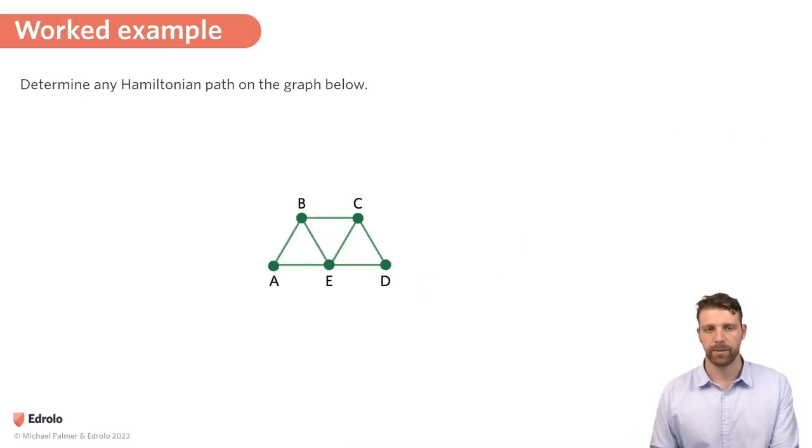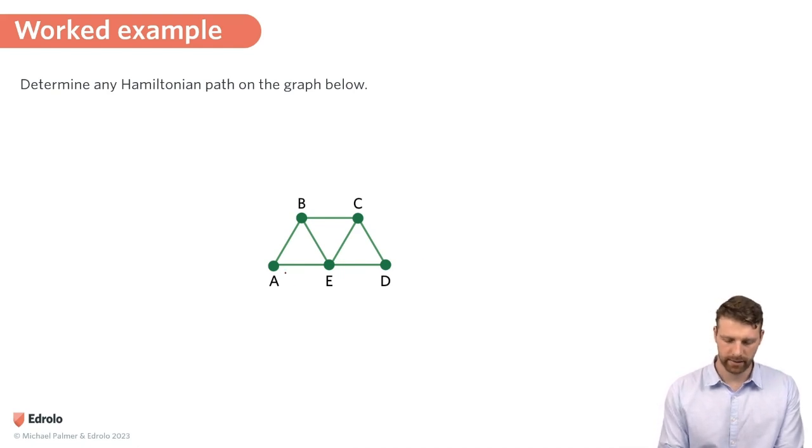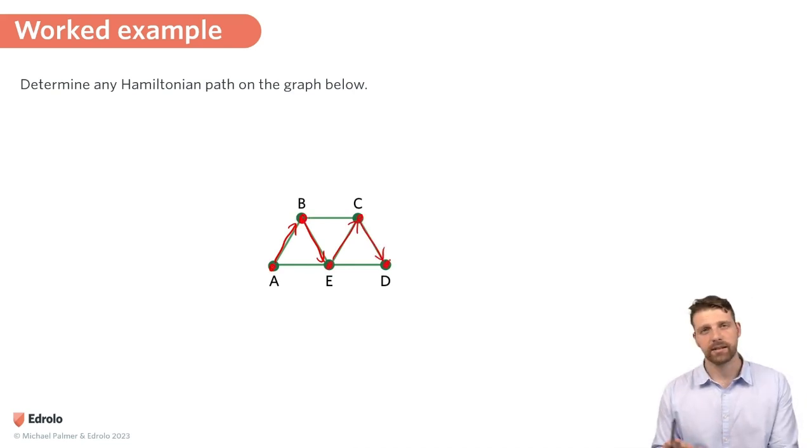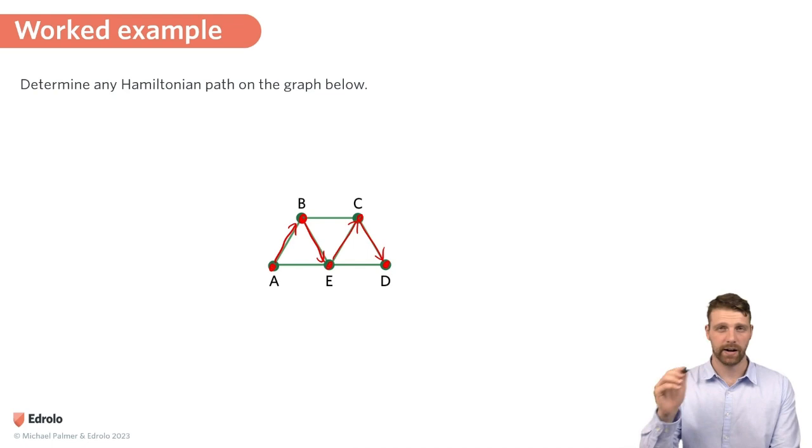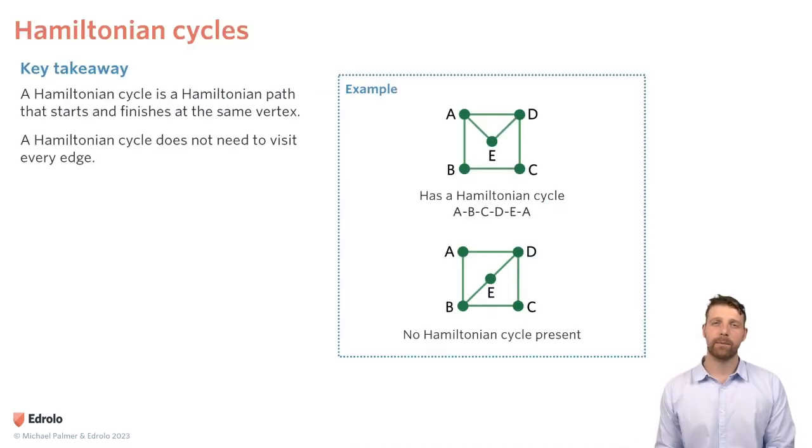Here's a worked example. Determine any Hamiltonian path on the graph below. The one I'm going to do is A, B, E, C, D. That works. That wasn't too hard. There are others. I could start somewhere else. I could maybe even go around the outside and that would work. Great. On to Hamiltonian cycles.